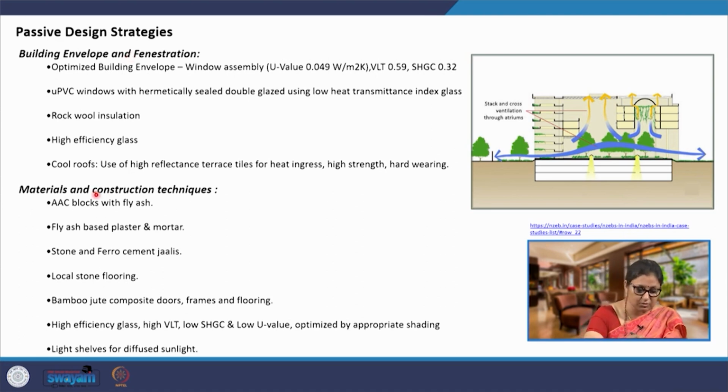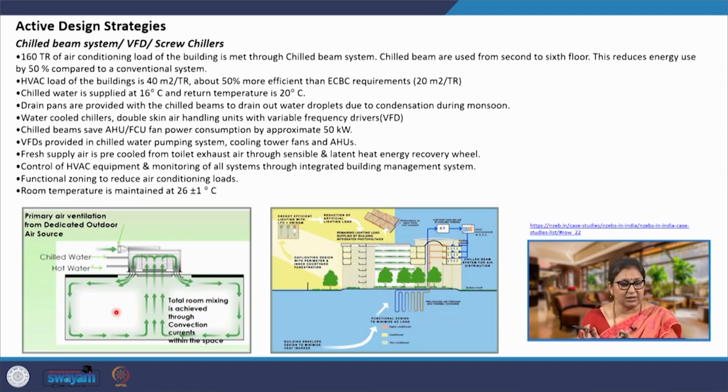Now here, though the majority of these are not going to impact the energy consumption of the building, most of these materials that we are seeing here have low embodied energy. So, this particular building is highly acclaimed for this reason, that it is not just about scope 1 and 2 that is being considered here, we are also reducing the scope 3 emissions due to this building's construction. Now, when we come to active strategies, they have used a chilled beam system, variable frequency drive and screw chillers, together making the entire cooling system, the mechanical system, highly energy efficient.